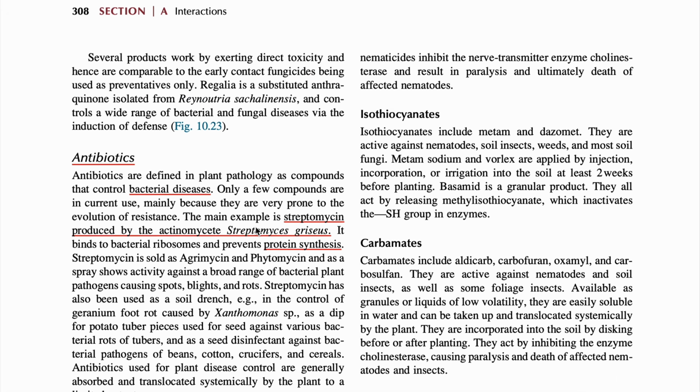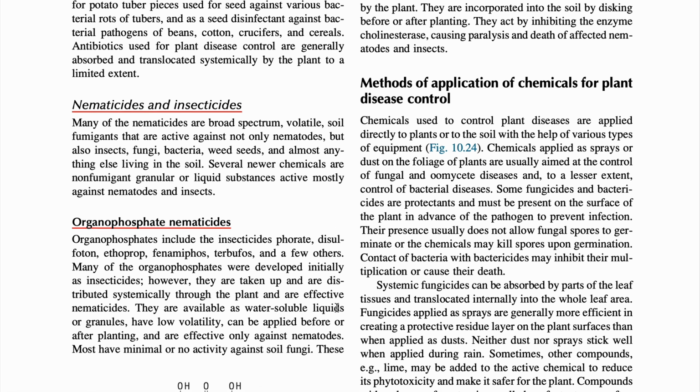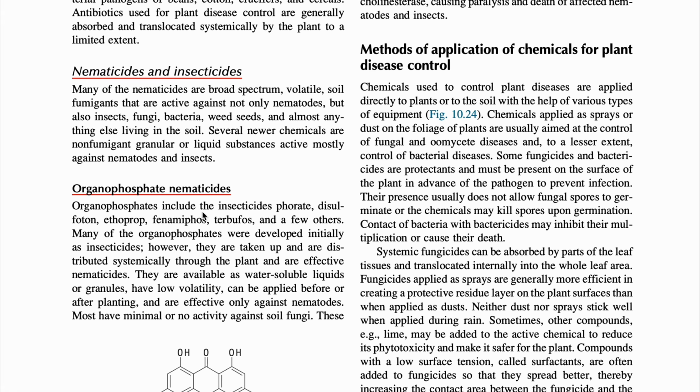and then isothiocyanates and carbamates. Organophosphate nematicides include the insecticides phorate, disulfoton, ethoprop and a few others. Many of the organophosphates were developed initially as insecticides. However, they are taken up and distributed systemically through the plant and are effective nematicides. They are available as water-soluble liquids or granules, have low volatility, and can be applied before or after planting.